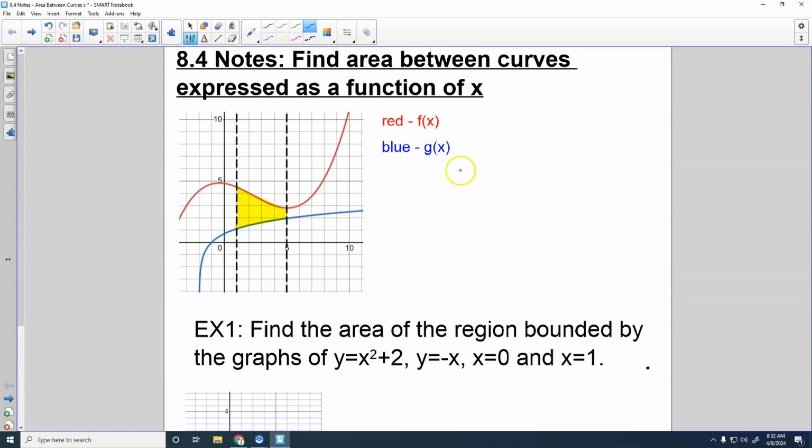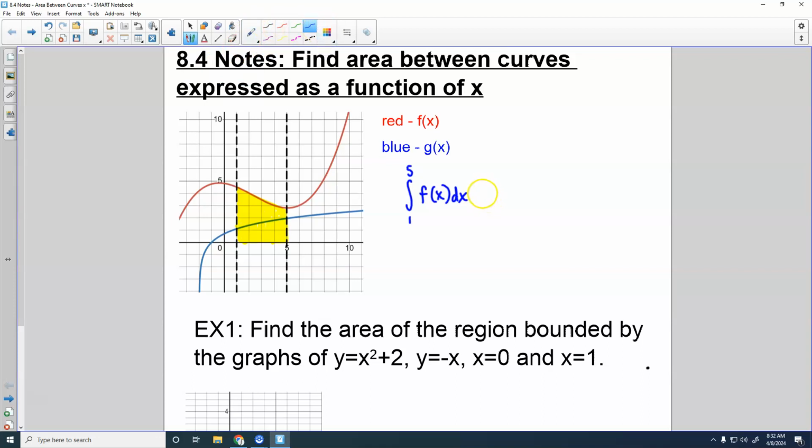Okay, so area under the red one, I would integrate, right? On this picture, that'd be from 1 to 5, because those are my limits here. And I would integrate f of x dx. What would that find? Oh, it'd find the whole thing. So that would find all of this, right? That would find this area right here.